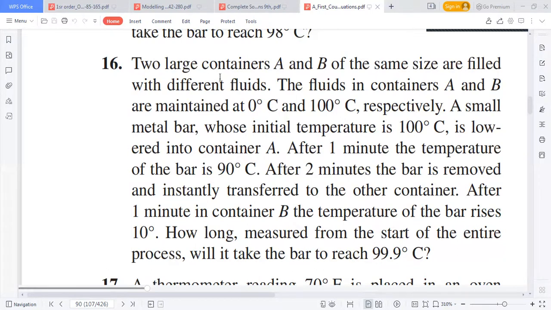So now we'll try to solve this exercise for modeling of first order and first degree differential equations.